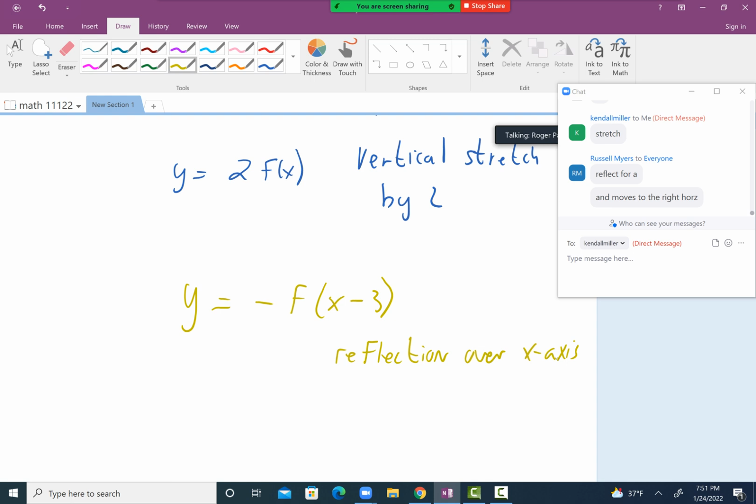3, yeah, good job. Okay, good job, there we go. Okay, so then we're going to reflect over the x-axis and we're going to move 3.